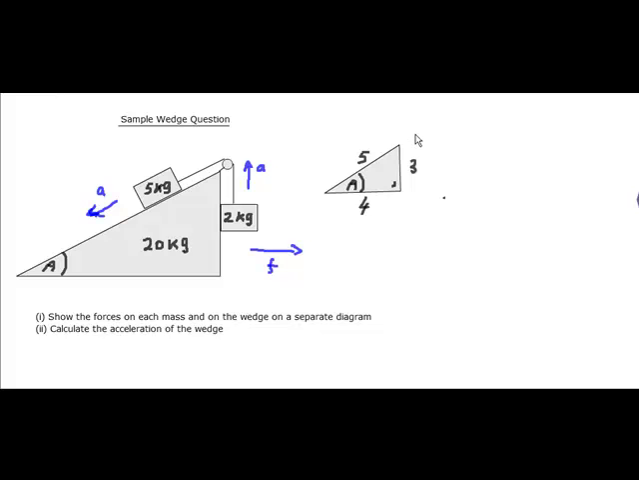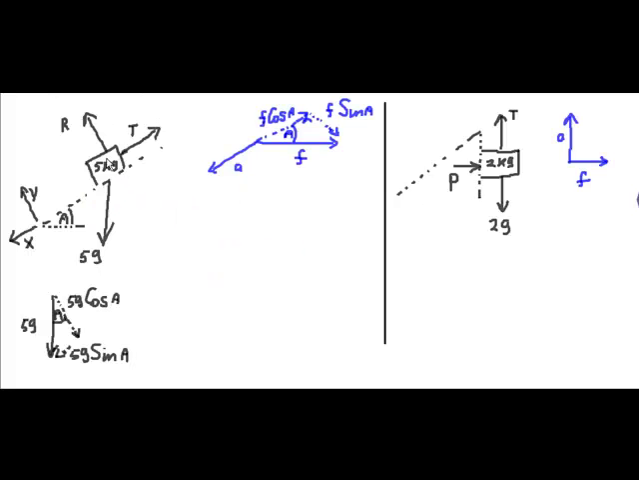Now, first part of the question is to show the forces on each mass separately on a separate diagram. So let's take the 5 kg mass first, and let's think about the forces on that. 5 kg is going to have its own weight pulling down, 5g down this way. It's going to have a reaction force from the plane, and it's also going to have tension from the string here. So let's just put in that tension. And if we draw the full force diagram, you get this diagram here. So the 5 kg mass, 5g downwards is the weight, R is the reaction force, T is the force from the string.